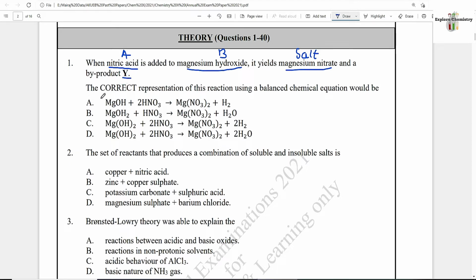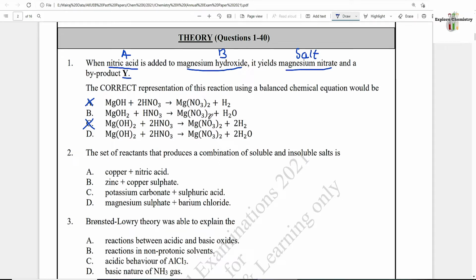So what you have to do is find the correct representation of this reaction using a balanced chemical equation. Where Y is water, that equation could be wrong. In option A, hydrogen is written with magnesium nitrate. This is wrong. Option C is also wrong because hydrogen is written as a byproduct. Now in two options, B and D, water is written. We have to check the balanced chemical equation now.